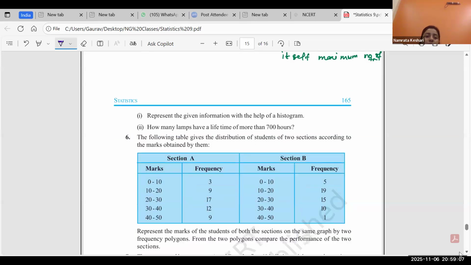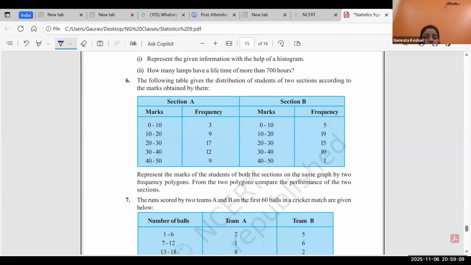Question number 6 we'll be doing today. We have not done this one in the last class. The following table gives the distribution of students of two sections according to the marks obtained by them. Section A marks you can see, frequency you can see. Section B, of course, marks will be the same because we are talking about the same class. The question paper was the same, the total marks were the same, hence the class intervals are the same. Frequency is different, so frequency over here, frequency over there.